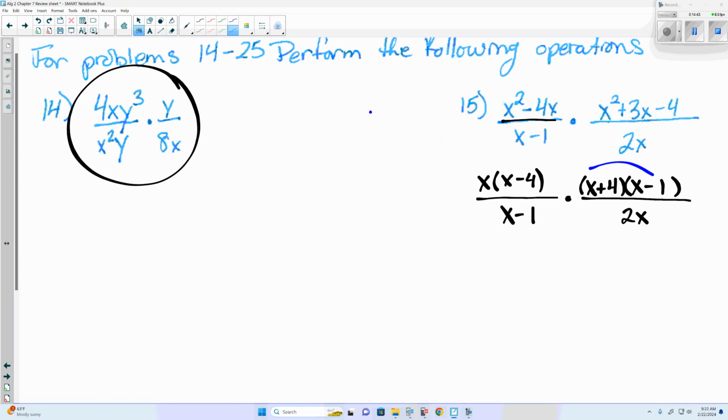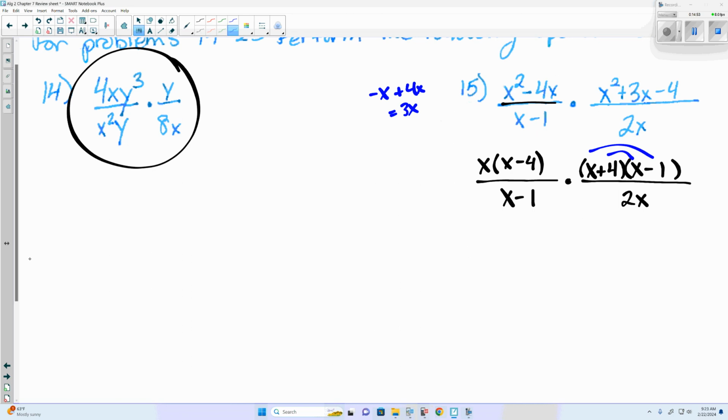Now we can check to make sure. X times negative 1 would be negative x. 4 times x would be plus 4x. Giving us a positive 3x, so those are indeed the factors. Now at this point we can multiply everything together.